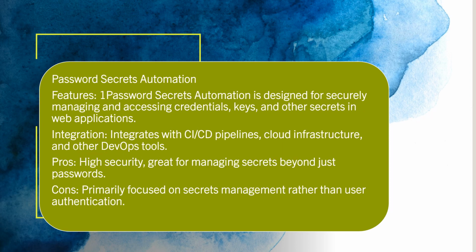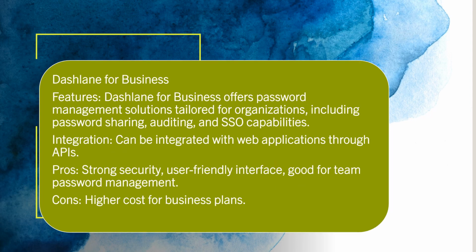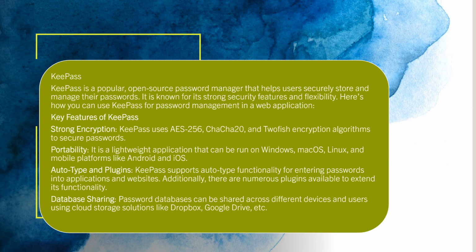Next, password secret automation. This is another tool you can use, and the good advantage is you can implement it in your CI/CD pipelines, and it has high security. And there is also another tool called Dashlane for business. This one is the same thing, you can implement it. You can implement single sign-on also, and API, but it has a higher cost compared to others.